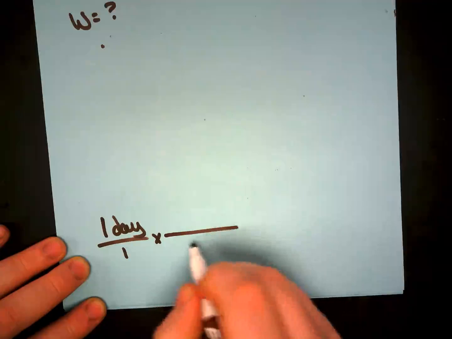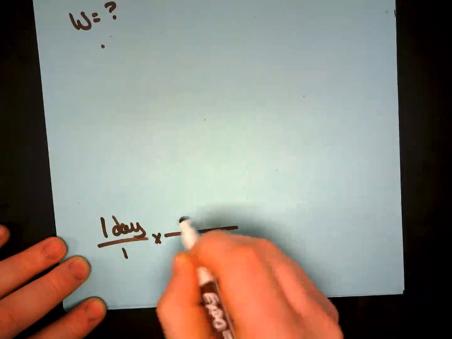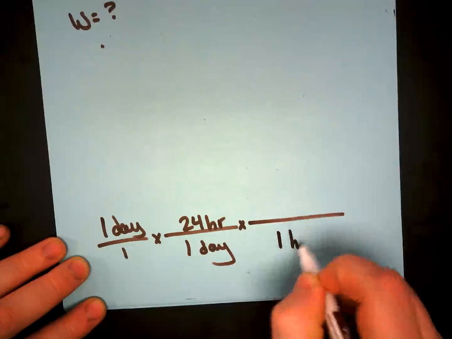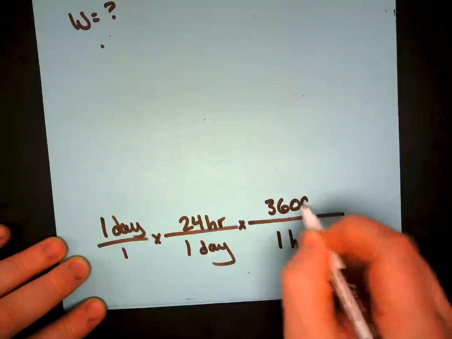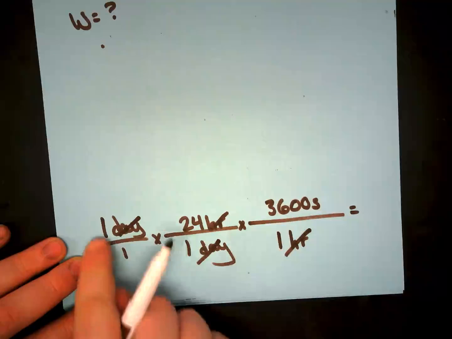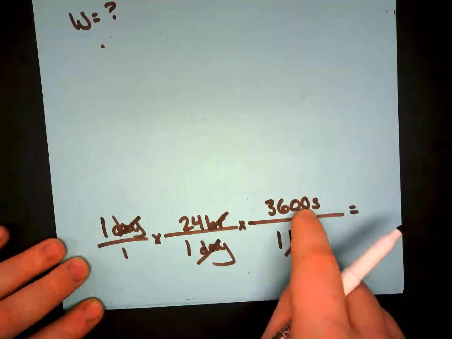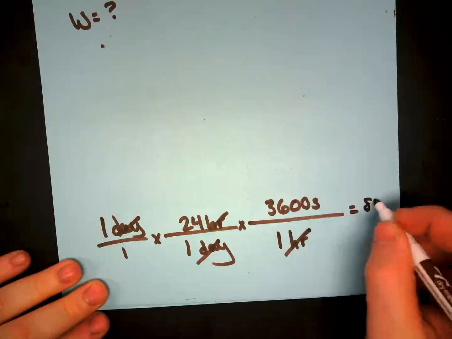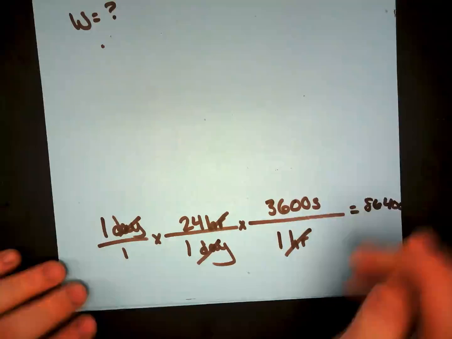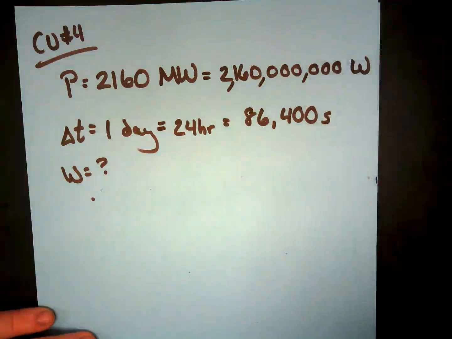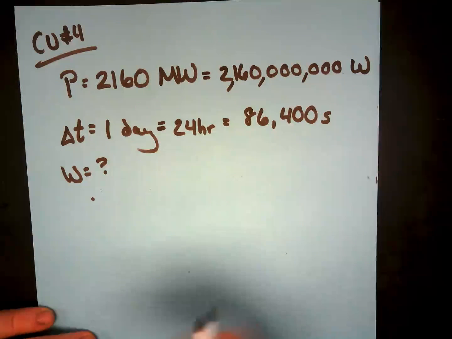So 1 day times 24 hours per day. And I know that in 1 hour, there's 3,600 seconds. So those cancel out, that cancels out. So then 1 times 24 times 3,600, and that gives me the 86,400 seconds. Okay, so we've got wattage, we've got seconds, so now we can find how much energy.